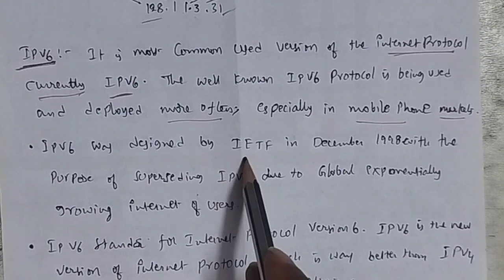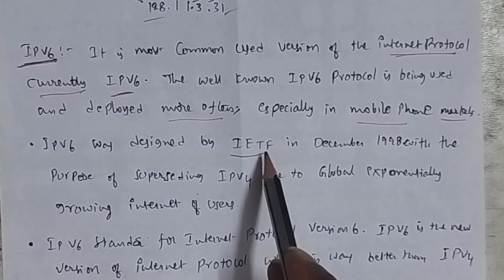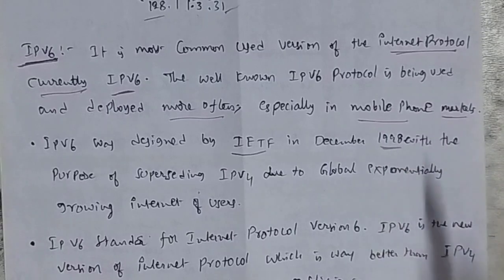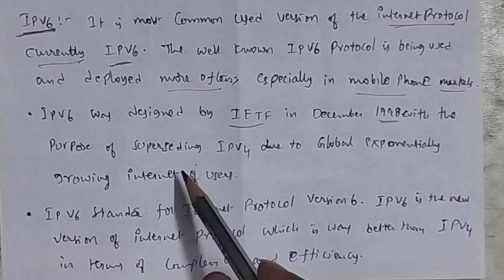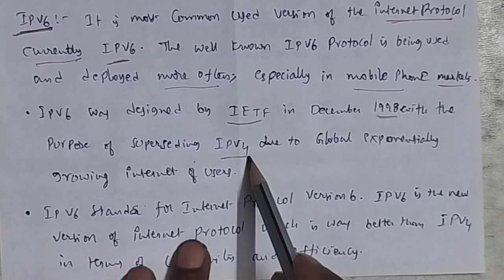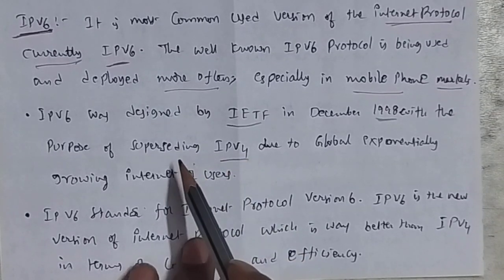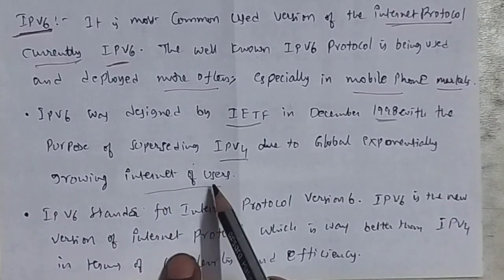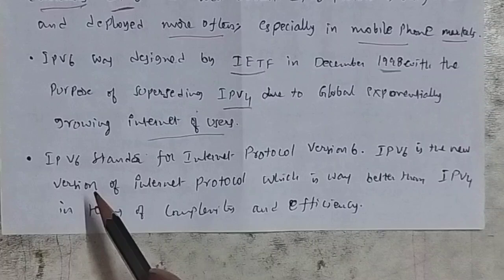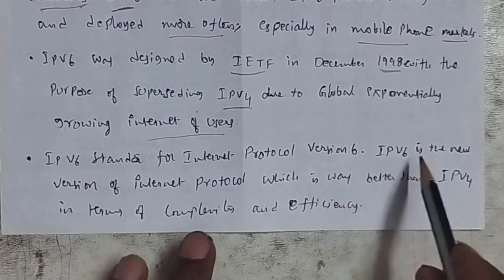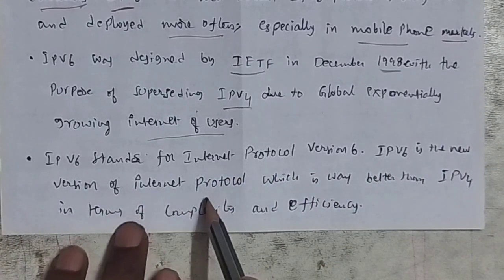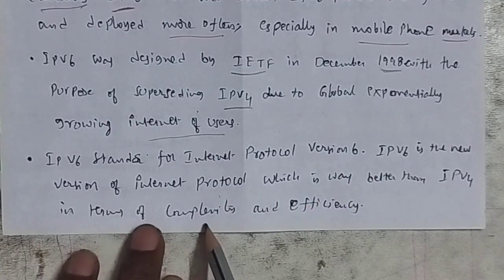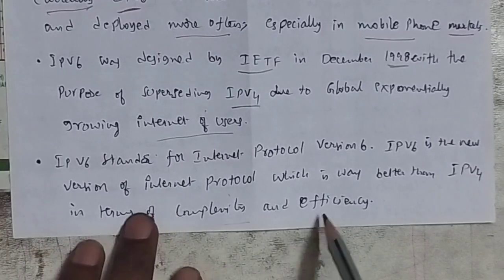IPv6 was developed by the IETF, the Internet Engineering Task Force, in December of 1998, with the purpose of superseding IPv4 due to the global exponential growth of internet users. IPv6 stands for Internet Protocol version 6. IPv6 is the new version of the Internet Protocol, which is way better than IPv4 in terms of complexity and efficiency.